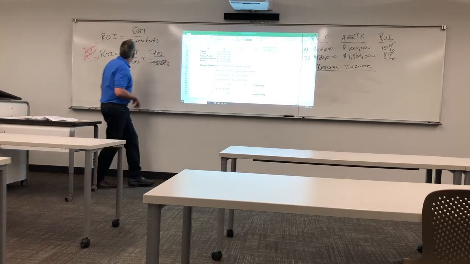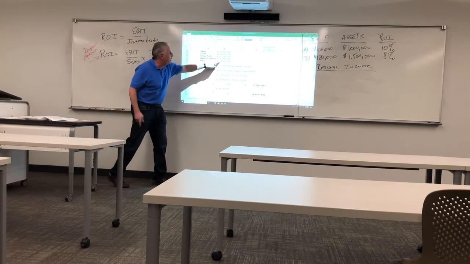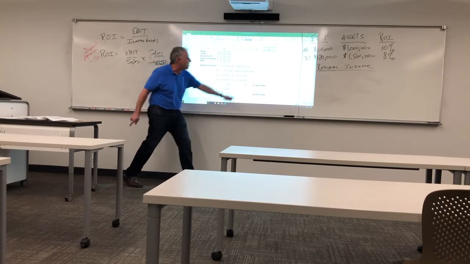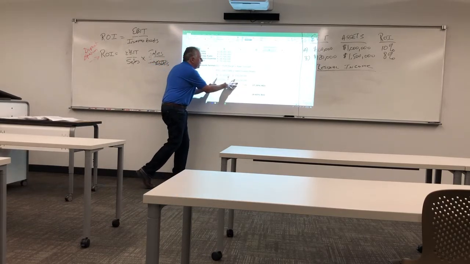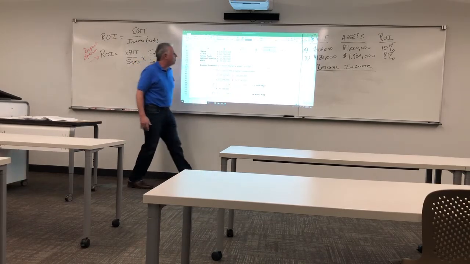Yes, you could have just taken EBIT of 39.1 and divided it by 143,750, the invested assets. You would have got the exact same number. This is giving us more insight as to why we're getting 27.2% ROI.